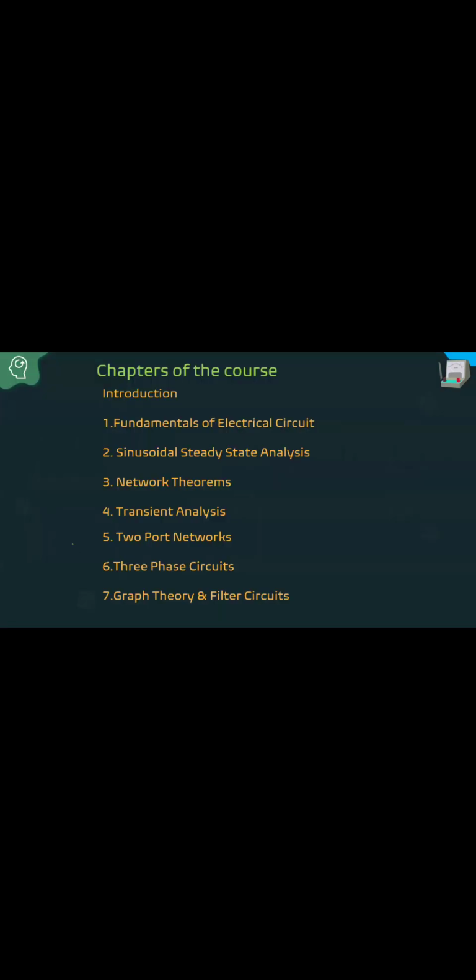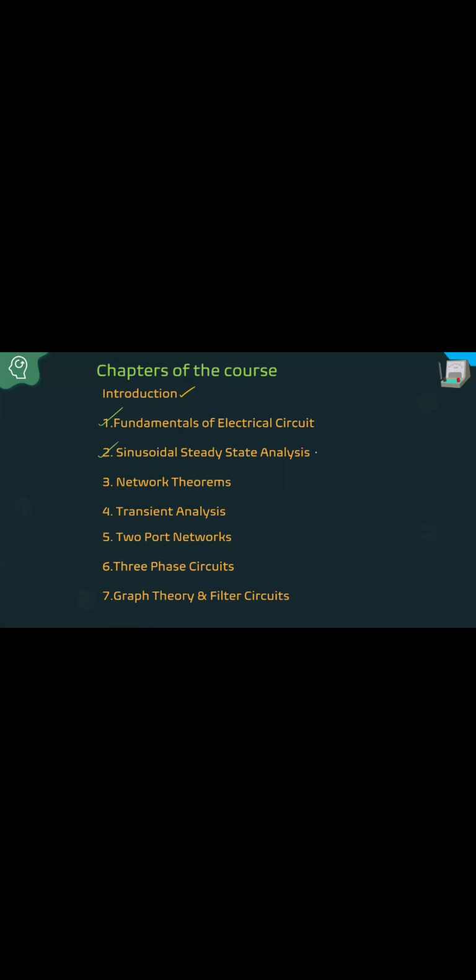According to the given syllabus for both, by considering the GATE and ESE syllabus, I divided it into different chapters. This is the sequence I am following for the total network theory course. This sequence only I am going to explain. First, I will start with some introduction. Then after discussing the introduction, I will discuss the fundamentals of electrical circuits. After completing the fundamentals, then sinusoidal steady state analysis.